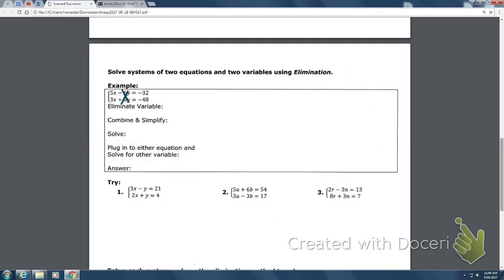But if a variable does not cancel, you will have to multiply one or both equations so that one will eliminate. Okay. So like I said on this one, the y's will cancel. And then you would just go down 5x plus 3x is 8x. Negative 32 minus 48 is negative 80. X would equal negative 10. I would then plug negative 10 into either one of the equations. It does not matter which one. And solve for the other variable.